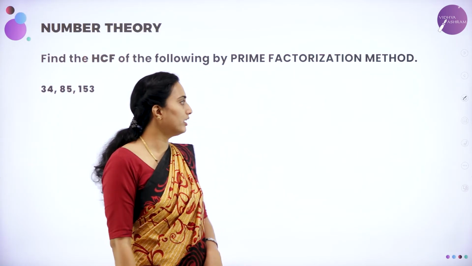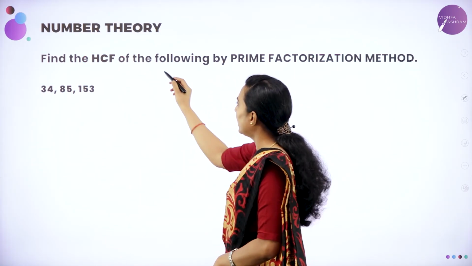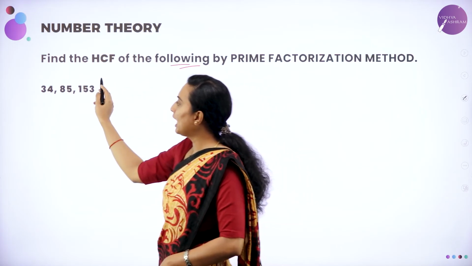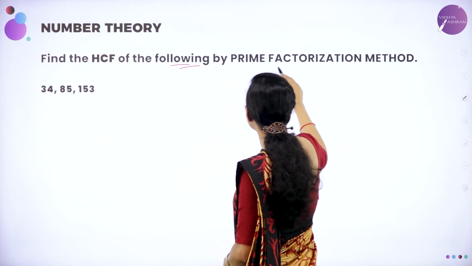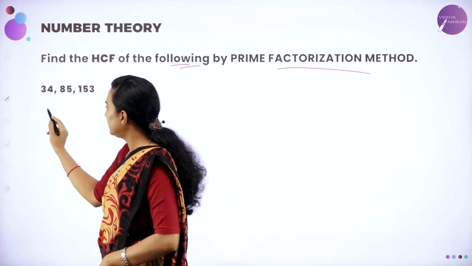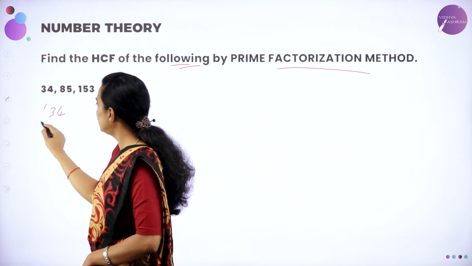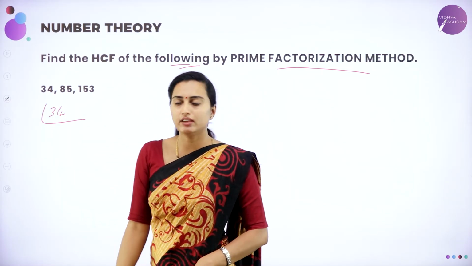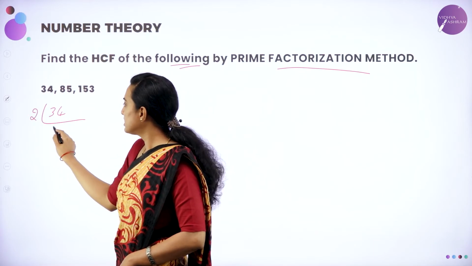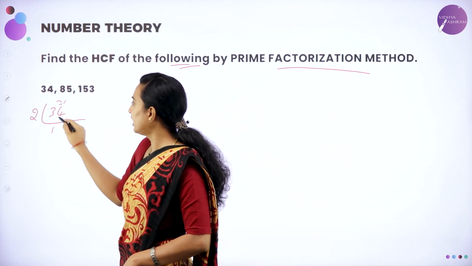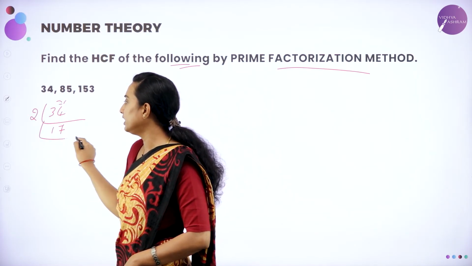Understood? Next you are going to have it as: find the HCF of the following numbers by the prime factorization method. So 34 by prime factors. 34 is again an even number. So 2 1s are 2. 1 is getting carry over. 2 7s are 14. 17 is what?